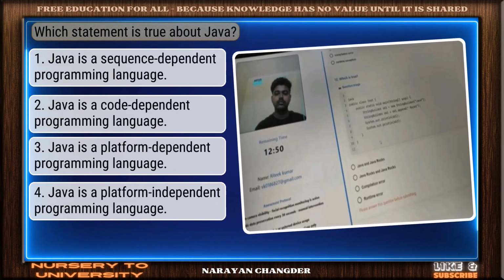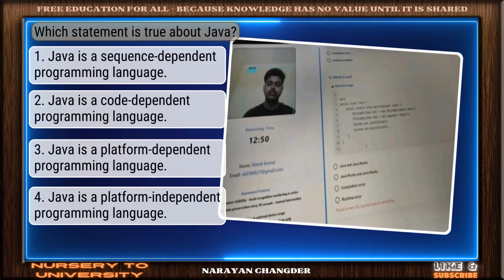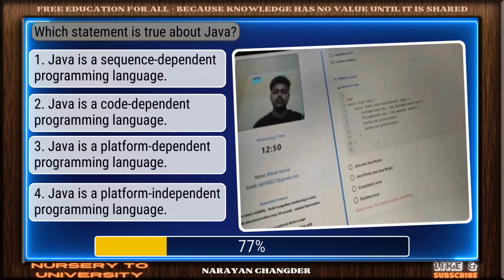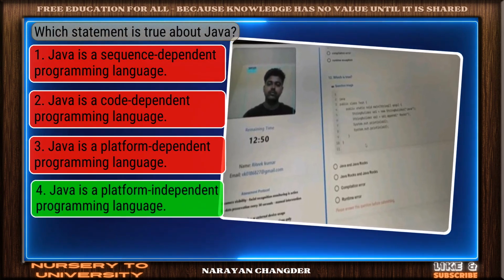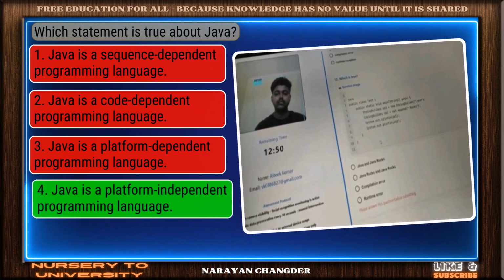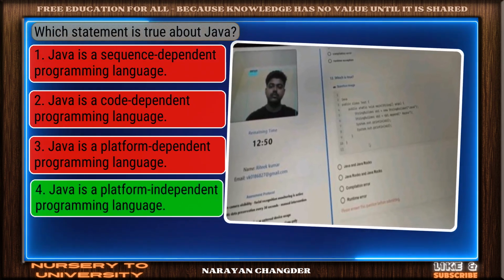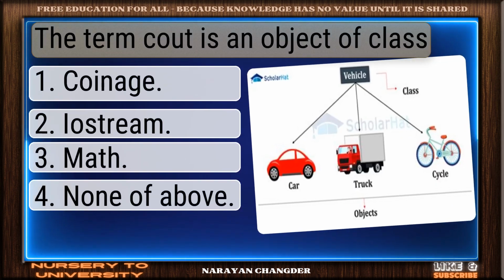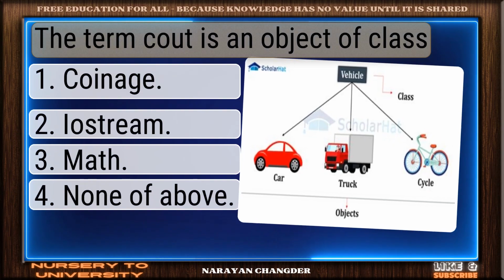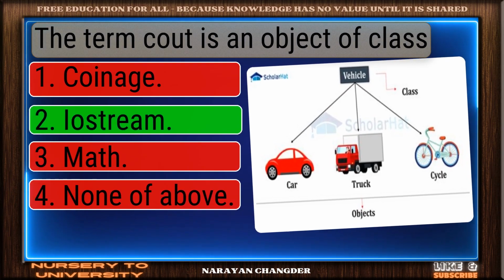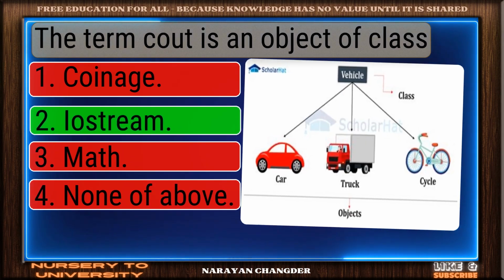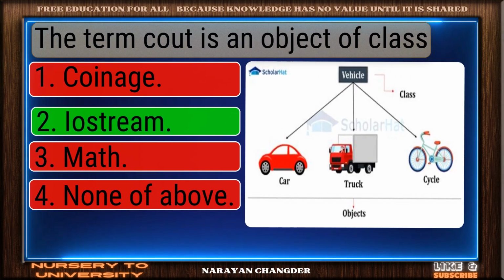Question number 52. Which statement is true about Java? Well picked. Java is a platform-independent programming language is the correct answer. Question number 53. The term count is an object of class. Smart pick. OStream is the correct choice.